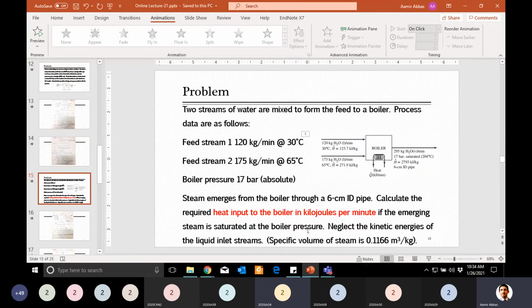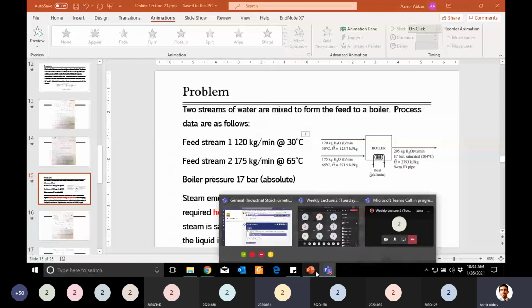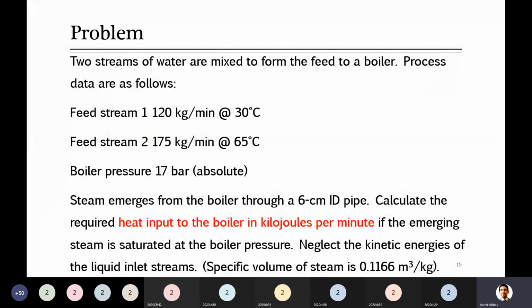So here in any boiler, when you have to generate the steam, you have to feed the water definitely, because water is evaporated, that's converted to the vapors. So the two streams of water are mixed to form the feed to the boiler. Feed to the boiler means that is inlet of the boiler. So process data are as follows.